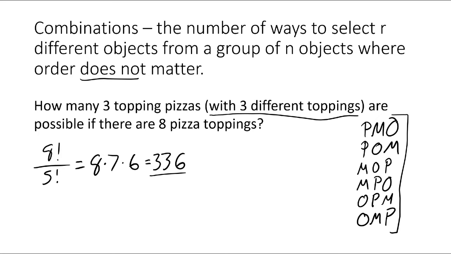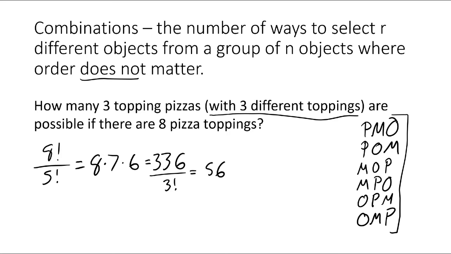So we're going to divide by 3 factorial because that's the number of ways in which we can rearrange the 3 toppings. So 3 factorial is 6. That's 3 times 2 times 1. So 3 times 2 is 6, times 1 is 6. And 336 divided by 3 factorial, that's 56.